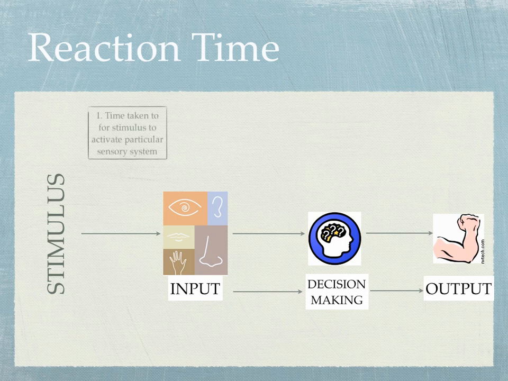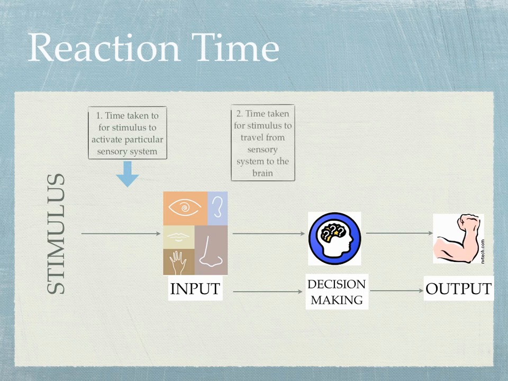Now that's the process of information processing, and reaction time depends heavily on four things which will lead to an effective reaction. The first one being the time it takes for that stimulus to activate the sensory system to be used. So in our example of the 100 meters, we'll be looking at the gun stimulus, the time it takes for the individual to actually hear the gun.